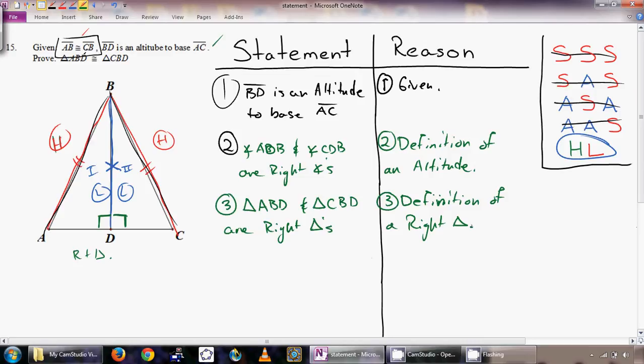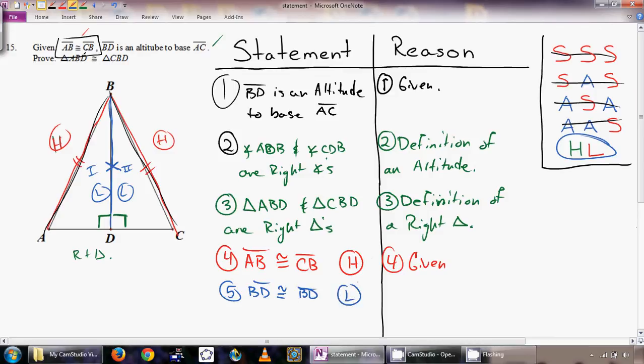Okay. Now I can introduce my hypotenuse and leg. So I'll introduce that given. All right. 4. Side AB is congruent to side CB. All right. There's my hypotenuse. How did I know that? Oh, that was given. The next step is 5. BD is congruent to itself, and that's my leg, right? The side adjacent to the right angle. Hypotenuse is opposite the right angle. Well, how did I know that? Well, that's the reflexive property, okay?